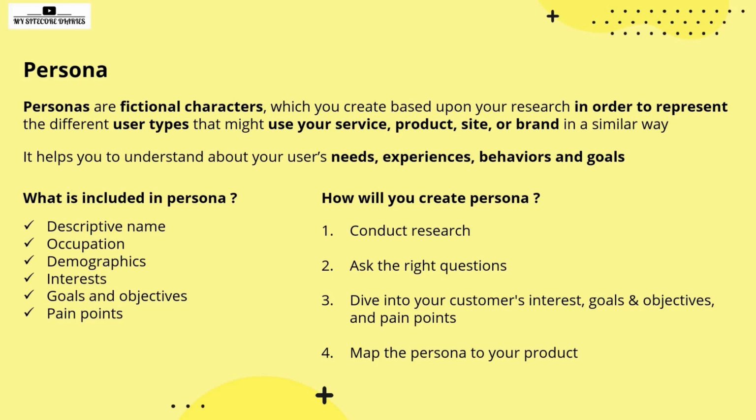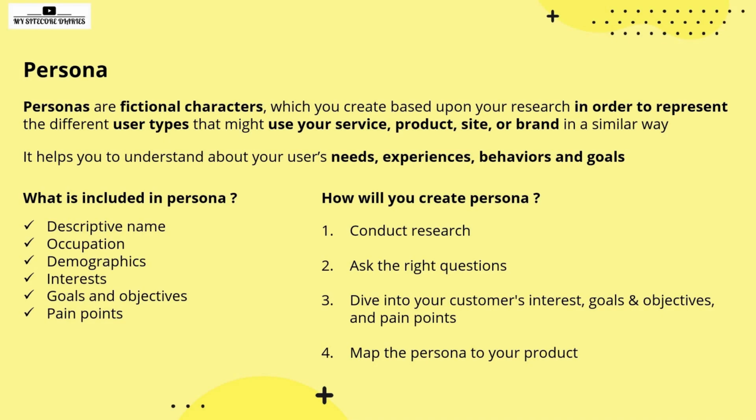Then map the persona to your product. So depending on what kind of persona you have, you can map the product. Like you have some e-commerce website, where we are selling something. So there might be a specific kind of users, like the housewife might be looking for some household products, or an electronics engineer might be looking for some electronic materials. Okay, something like that. You have to map your persona to the product.